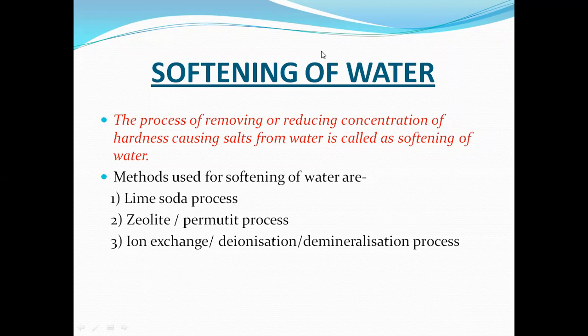Calcium and magnesium, of course, are there. Along with that, other heavy metal ions are also there, no? So which heavy metal ions can be there? Positive charge.